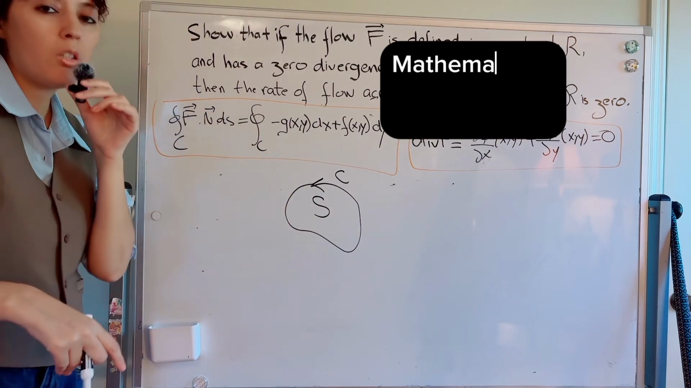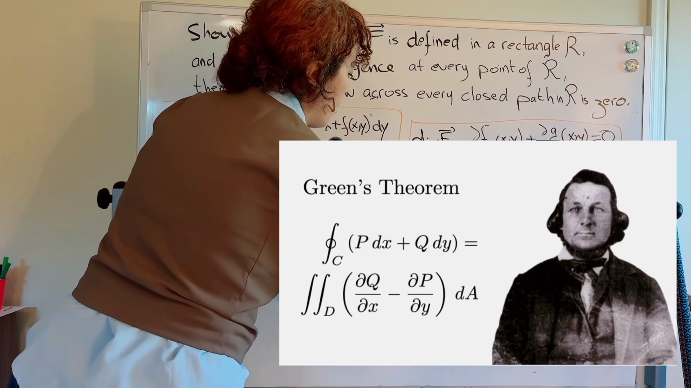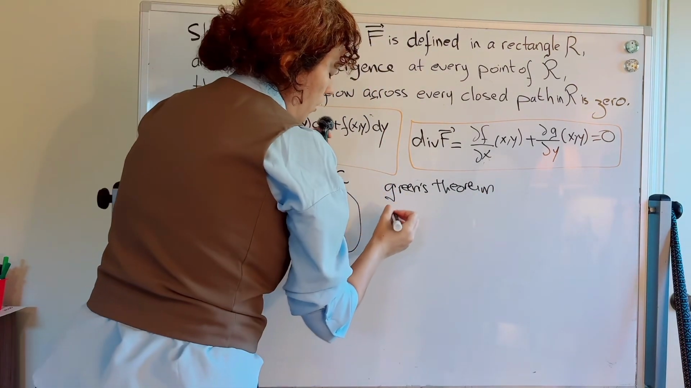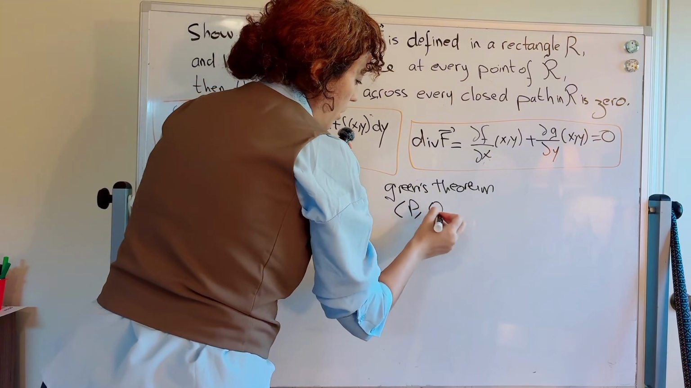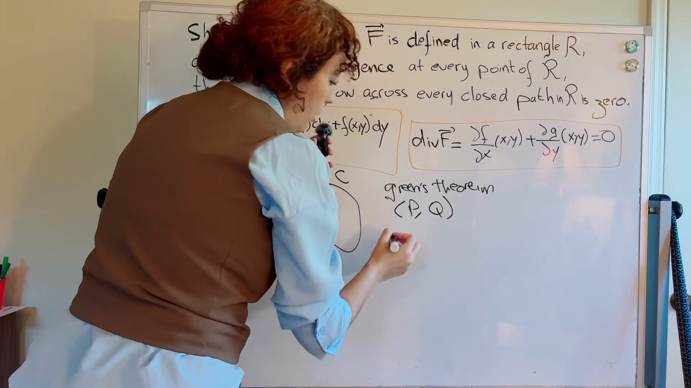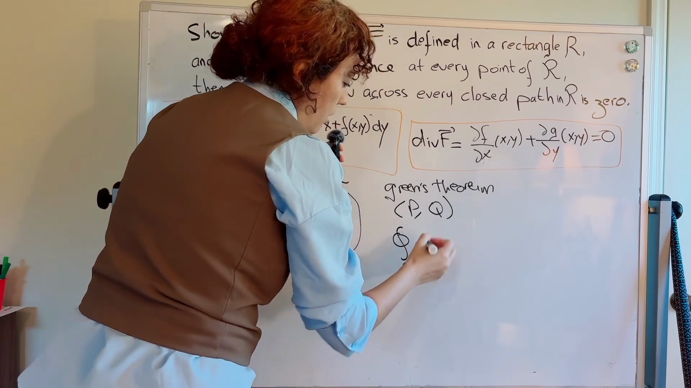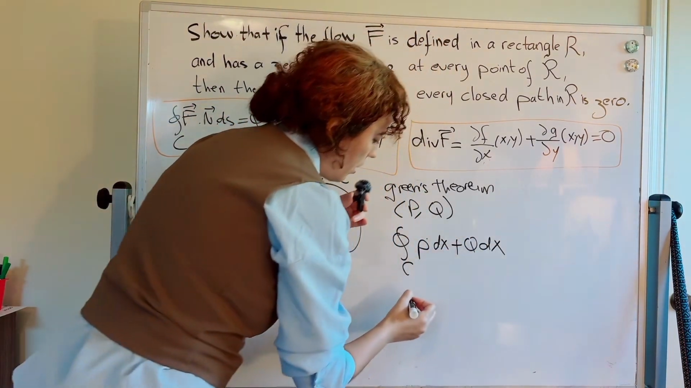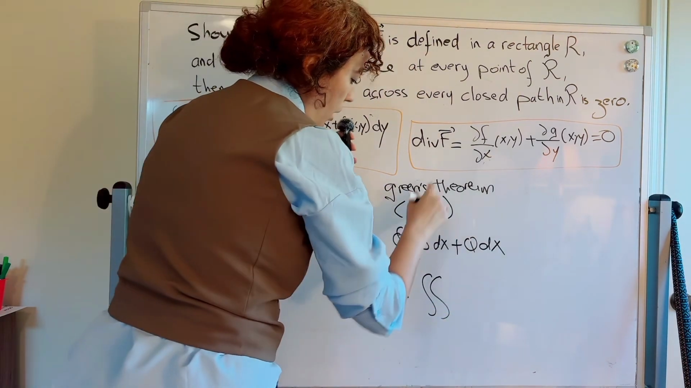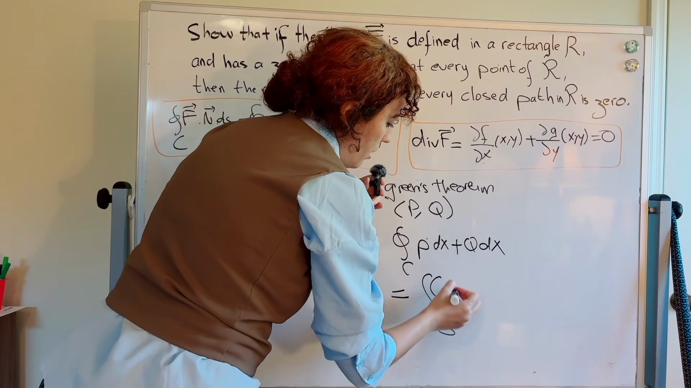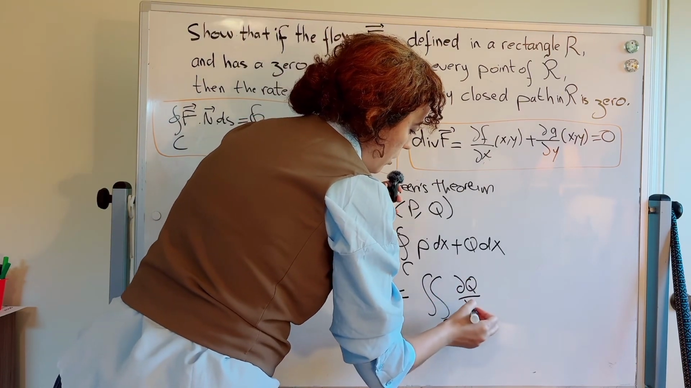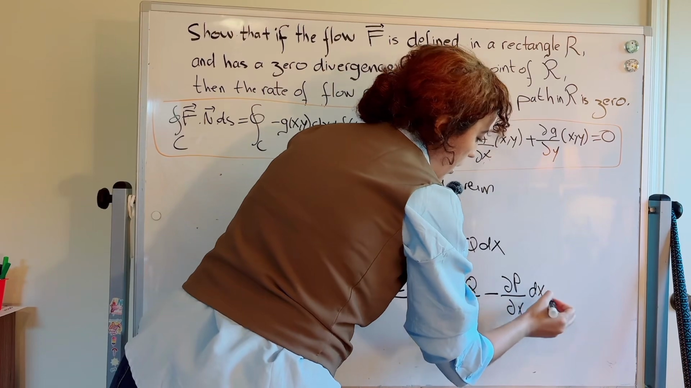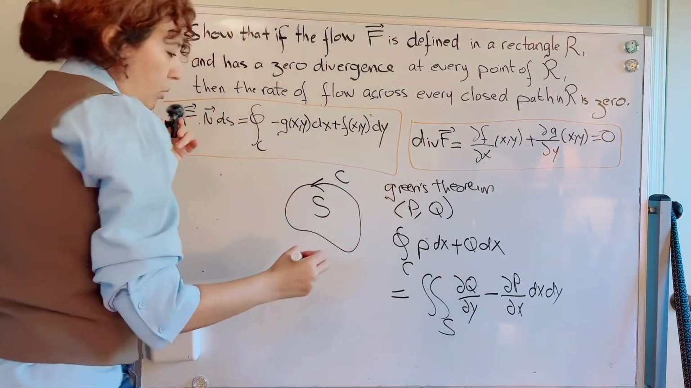So now we can apply Green's theorem. If we have a vector field (P, Q), for example, we know that the line integral on a closed curve of P dx plus Q dy is equal to the double integral over the region S bounded by the curve of dQ/dx minus dP/dy dx dy. This is Green's theorem.